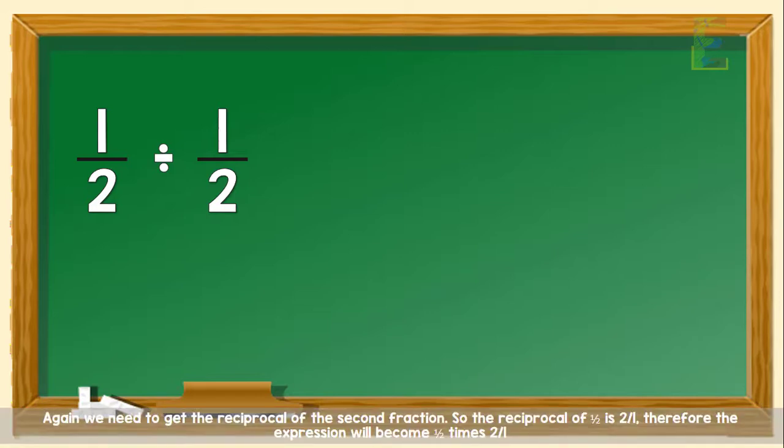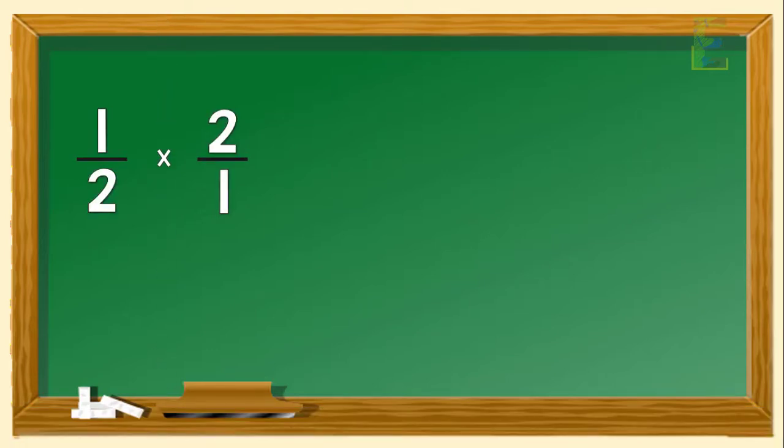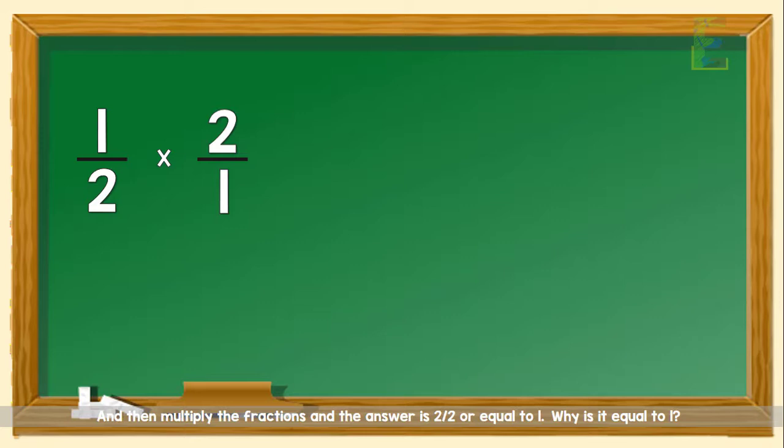Again, we need to get the reciprocal of the second fraction. So the reciprocal of 1/2 is 2 over 1. Therefore, the expression will become 1/2 times 2 over 1. And then multiply the fractions, and the answer becomes 2 over 2, or equal to 1. Now why is it equal to 1?